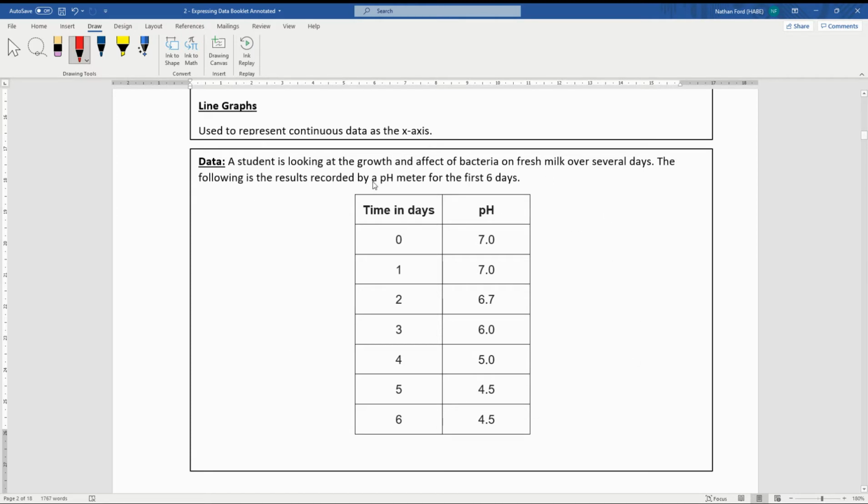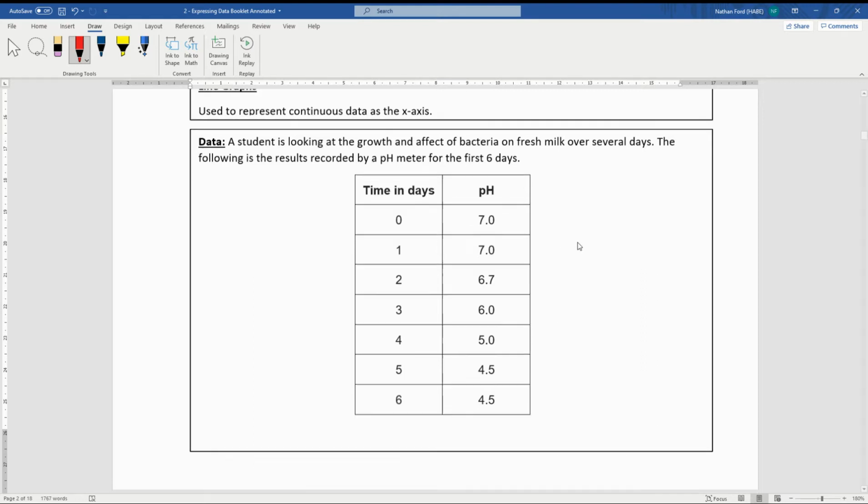This is the data we've been given. A student is looking at the growth and effect of bacteria on fresh milk over several days. So they've done this experiment. It starts at a pH of 7, and over 6 days, it reduces from 7 down to 4.5. Our first task is we want to actually draw this. So let's have a look at what they've given us.